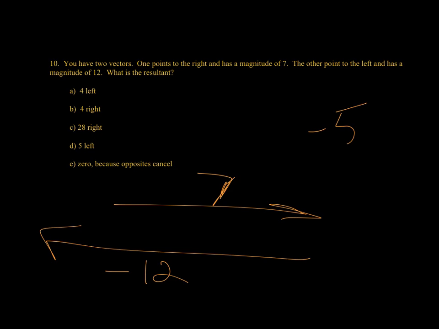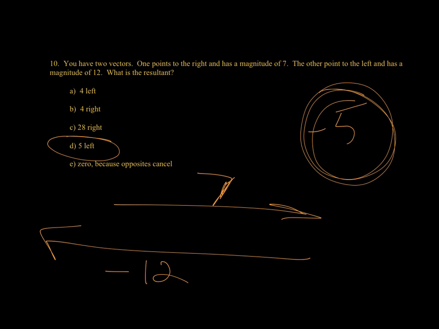But the positive and negative part is totally arbitrary. What really matters is what's the overall movement. The overall movement is 5 units to the left. Okay, it's only negative because we chose negative being left. We could have switched that around and made right negative and left positive. That doesn't matter. But what you're looking for is what is the total distance when you add it all up, and which direction does it end up going?